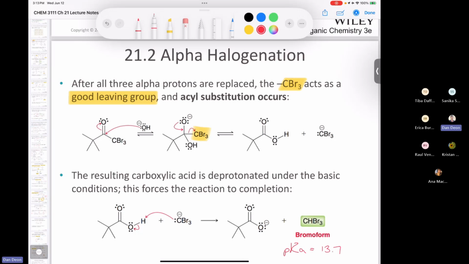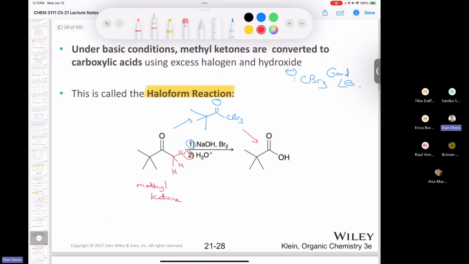So if we think about a carboxylic acid, which has a pKa of around, we'll just put approximately 5, the equilibrium is going to lie to the side of the weaker acid. And so after you lose the CBr3 anion as a leaving group, it's going to deprotonate, and then you end up with the carboxylate.